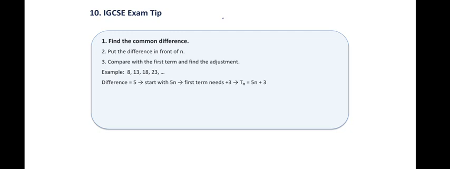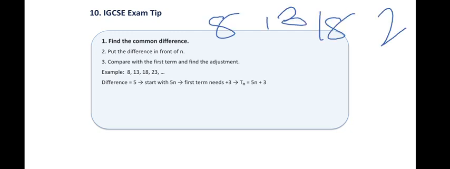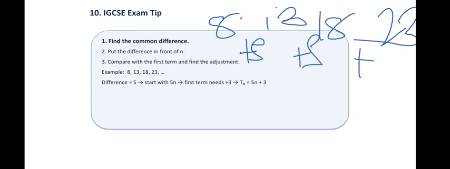For example, here we've got 8, 13, 18, 23. What is the difference? From 8 to 13, we've got 5, so you're adding 5. From 13 to 18, also adding 5. 18 to 23, we are also adding 5. So the difference is going to be 5.